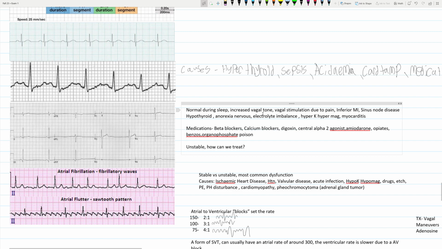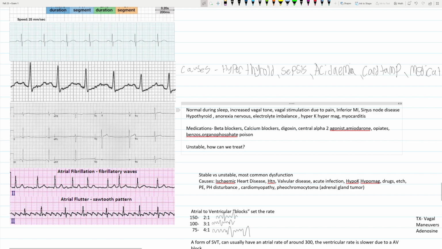Vagal stimulation. Yet again, going back to this. If someone's going number 2 on the toilet, their heart rate might go down, or if they're having a lot of pain, their heart rate might go down. This can cause a syncope episode as well due to the decreased perfusion to the brain. We can have an inferior myocardial infarction, so inferior being the back of the heart. So we can have a myocardial infarction in that portion there. That can also drive down the heart rate.